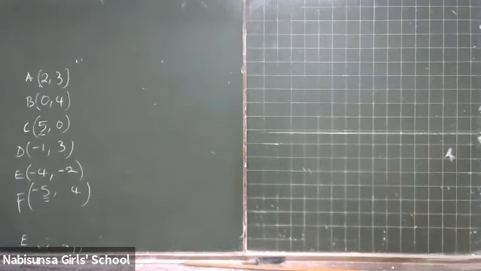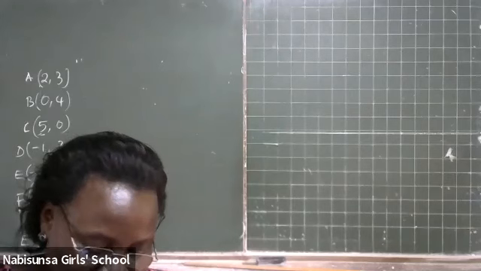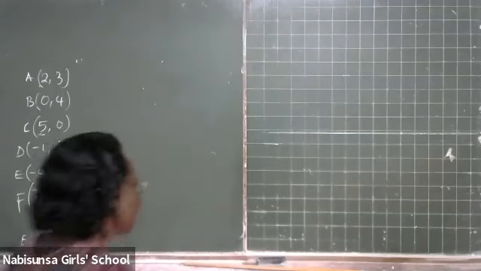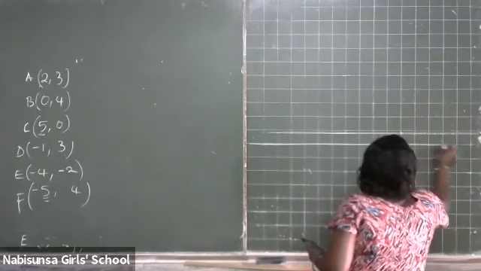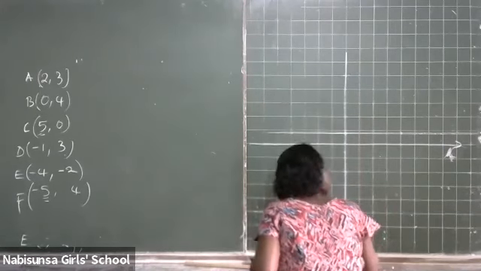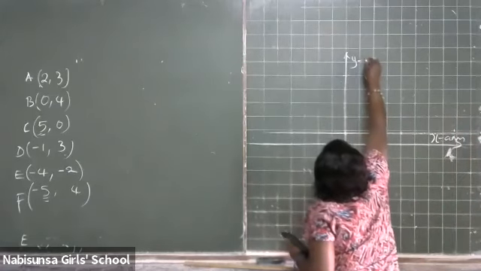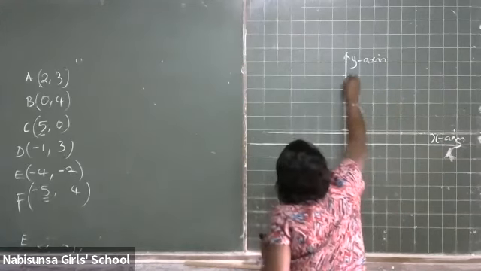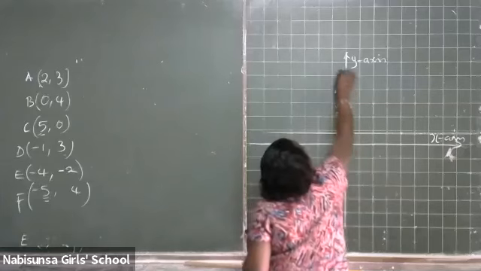Those who are trying out, thank you very much. Take note that above the x-axis, the y values are positive, and below the x-axis, the y values are negative. If we have the x-axis and the y-axis, the x-axis is the horizontal axis, and the vertical is the y-axis. The values of y above the x-axis are positive. 1, 2, 3, 4, 5.